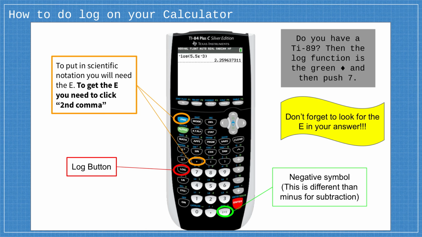So how do you put log into your calculator? Your log button is right here, kind of next to your 7. You would hit the negative button. Remember, negative is different than subtraction. You want the negative and then log.